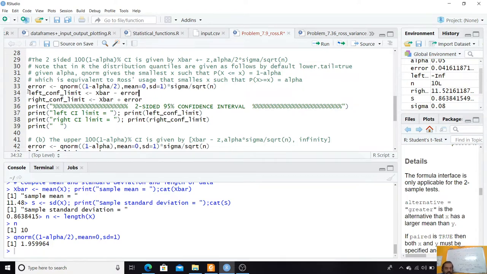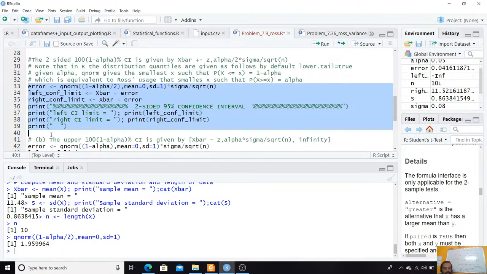So here we've calculated the left confidence limit as x bar minus that, the right confidence limit as x bar plus that. See, this is a two-sided confidence interval. And so we say, and then we've tried to print it. So let me just run this.